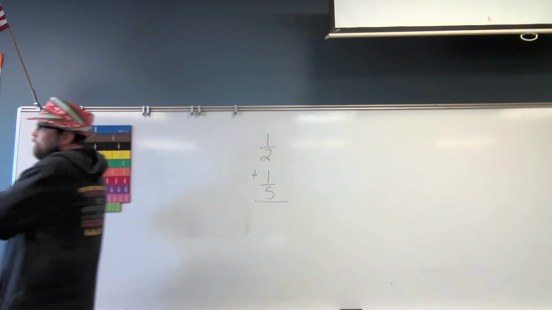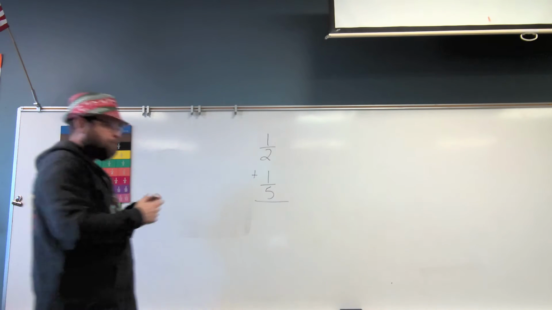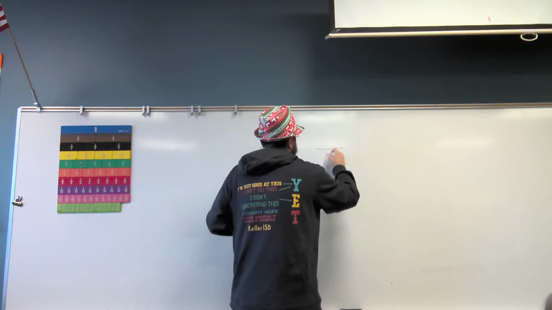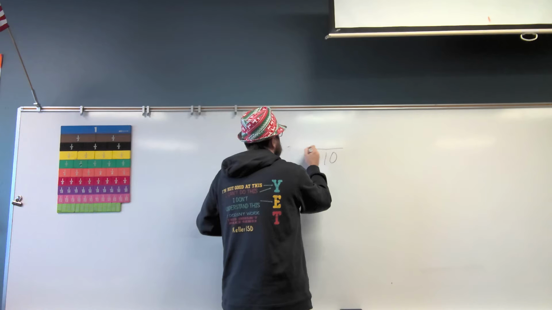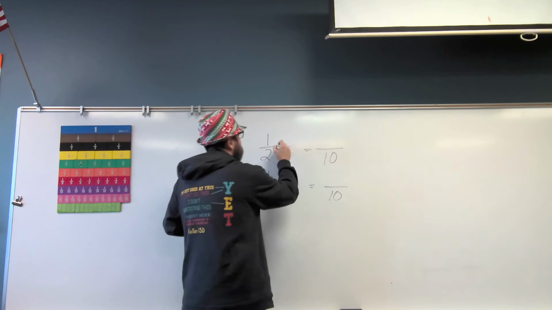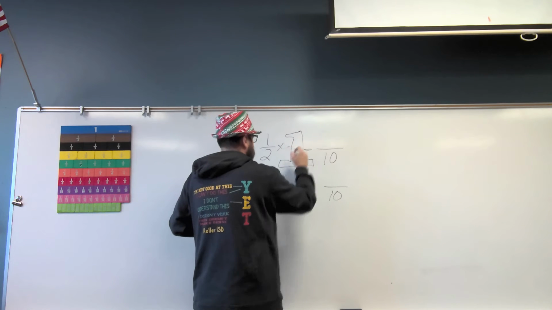So we got to think of a multiple of 2 and 5 that they both have. Miss Balios, 10. 10. So we're going to make both of these have a denominator of 10, and we're going to do it without changing the value.